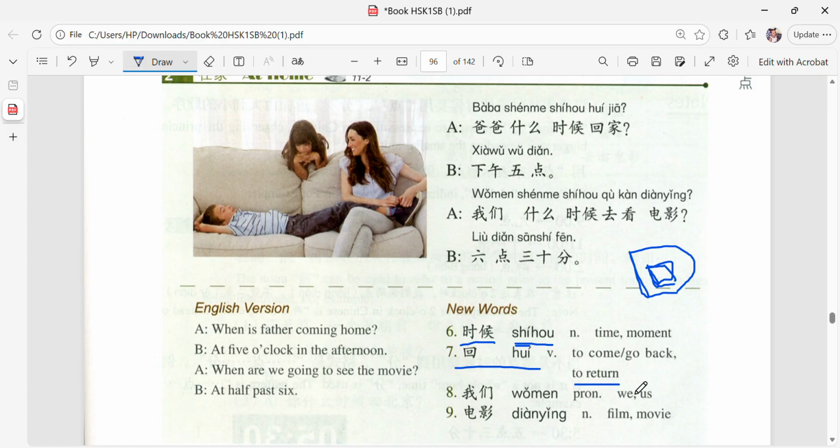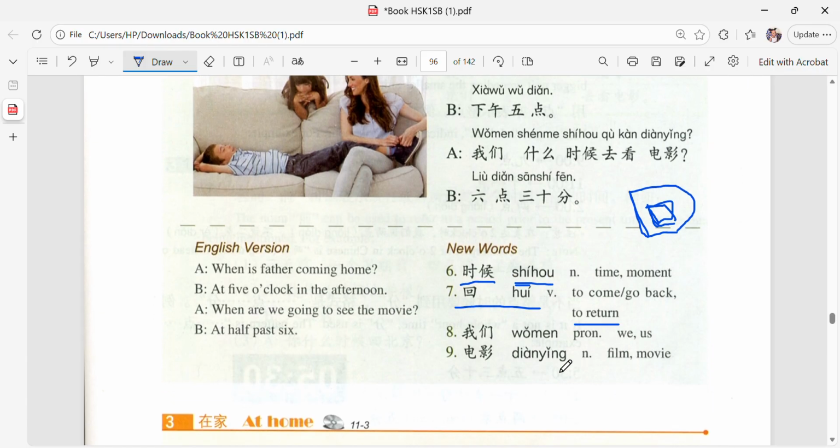So hui is to come back or to go back or to return. It's always nice to return, okay? Wherever you go, always make sure you return to your roots, to your source. So number 8 is women. Women is a pronoun, and last time we looked at it means us, we. Yeah, some of you know a Chinese song, Women.